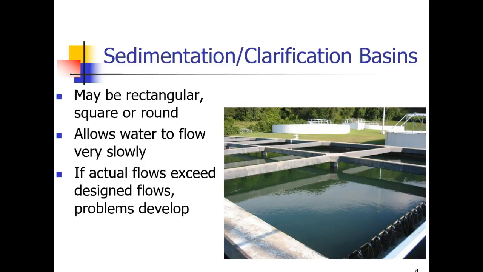So sedimentation and clarification basins, they could be rectangular, square, round. Like everything else in this industry, it varies all over the board. Depends on the engineer who designed the system. It allows the water to flow very slowly. That's the key right there. You want to control it to where it goes very slow. If actual flows exceed the design flows, problems develop. It's not doing its job.